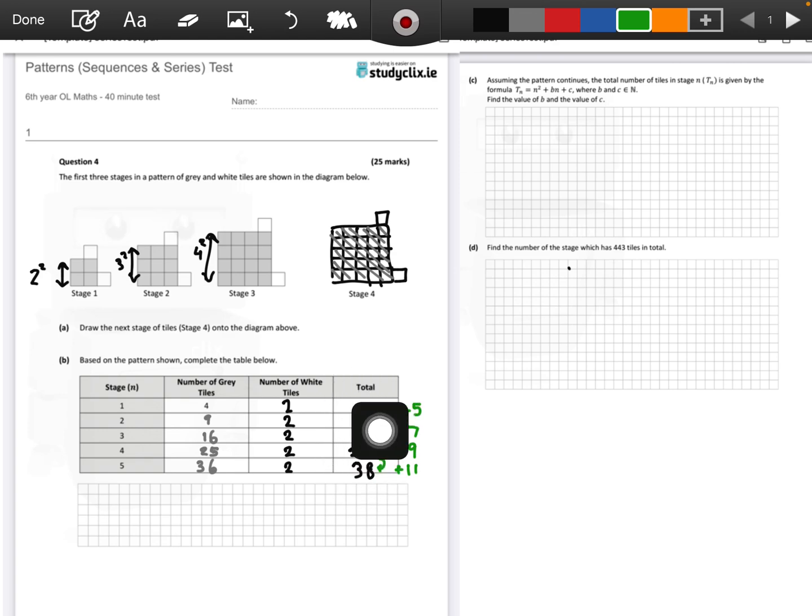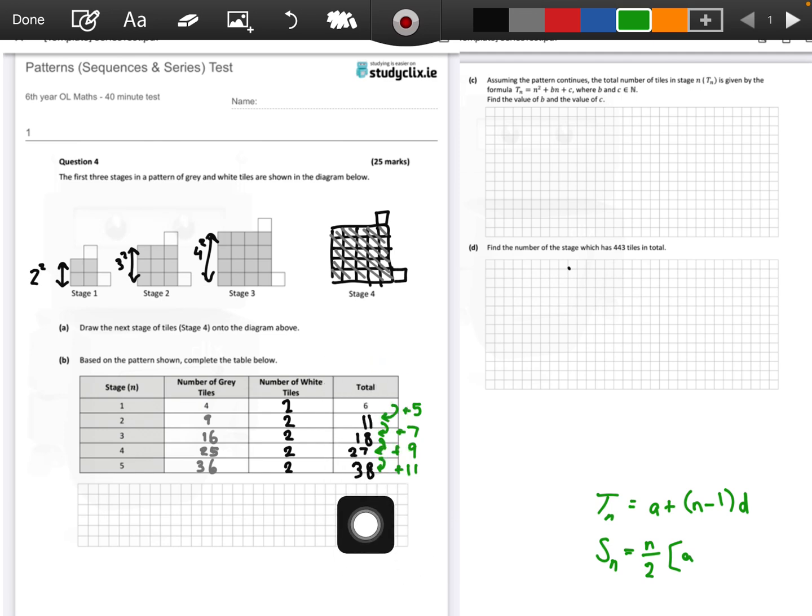We cannot use our formula where T of n is a plus n minus 1 times d, and we cannot use the formula for the sum either, the one with n over 2 times and so on. We cannot use them because there is not a constant difference here. So you cannot use them.